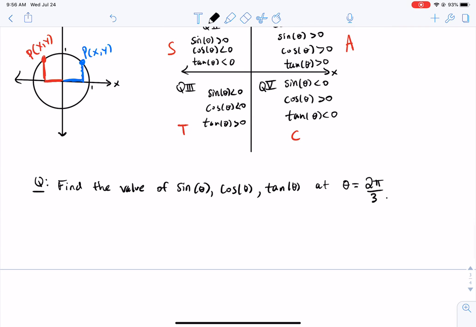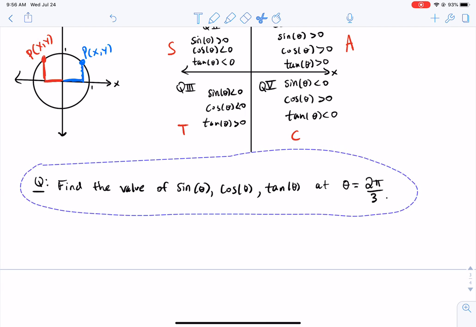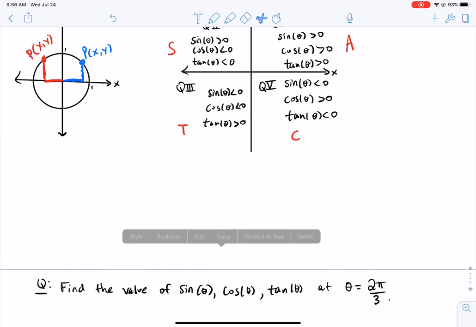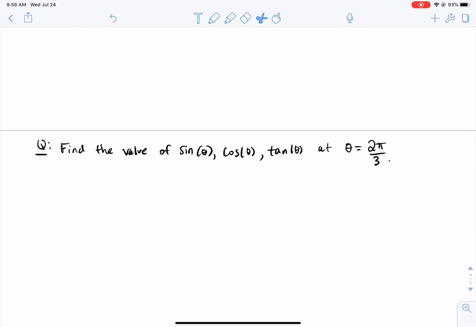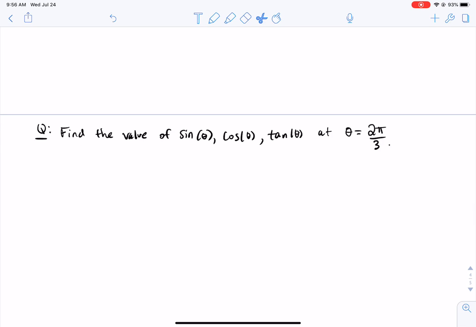So the first thing that we're going to do is identify which quadrant 2 pi over 3 is in. I think that's the hardest thing. Once we identify which quadrant it is on, everything will make sense. So I draw the x and the y axis. Here is x and y.